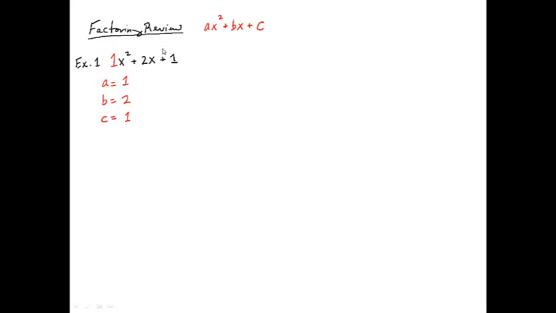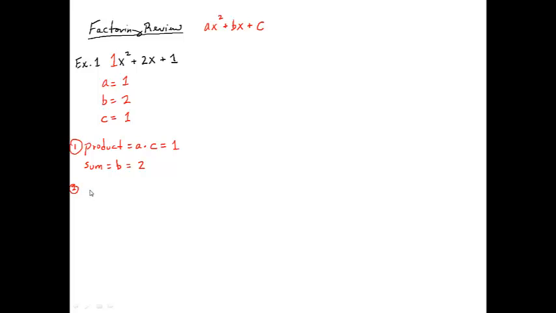All right, so now that we know this, we want to factor this. How are we going to factor this? Use product and sum. The product is always going to be A times C. So what is A times C? 1 times 1, which is 1. And the sum is always going to be B. And what's B? 2. Great. So the product is A times C, and the sum is B. So that's step 1. Get your product and get your sum.